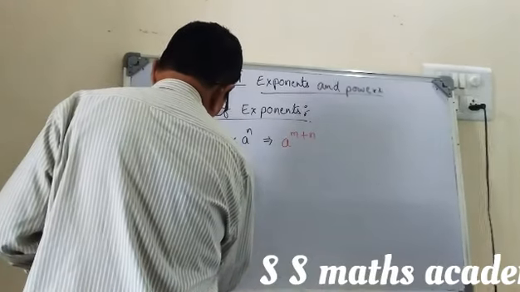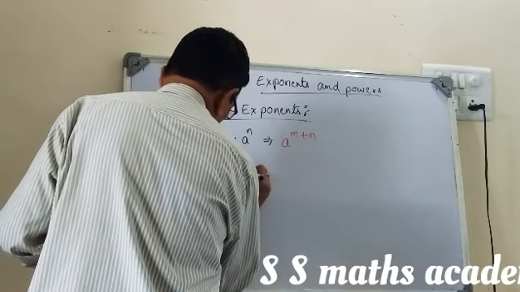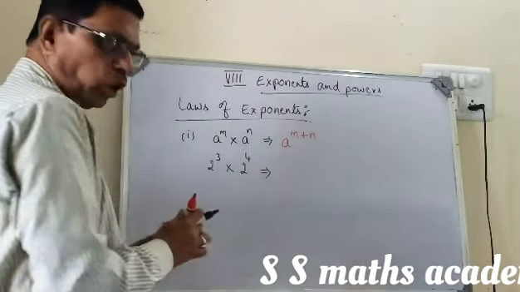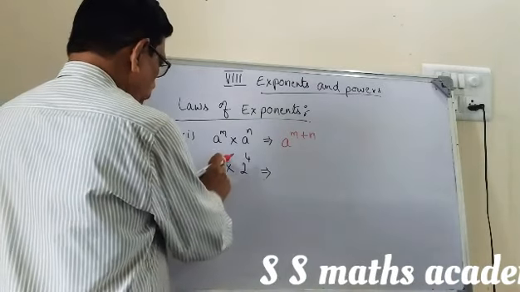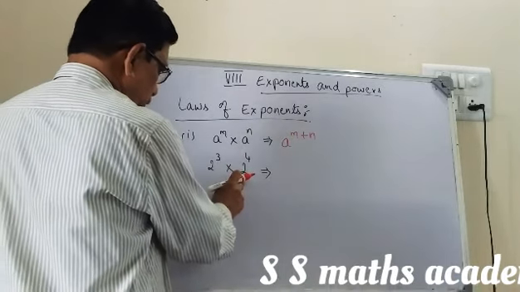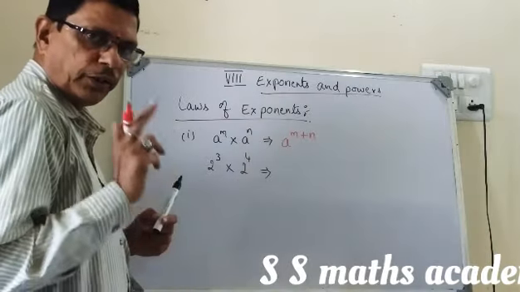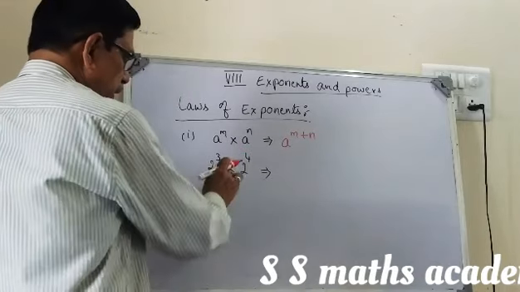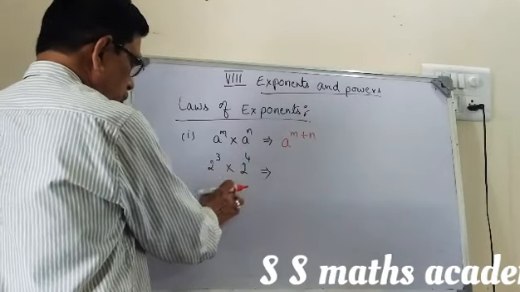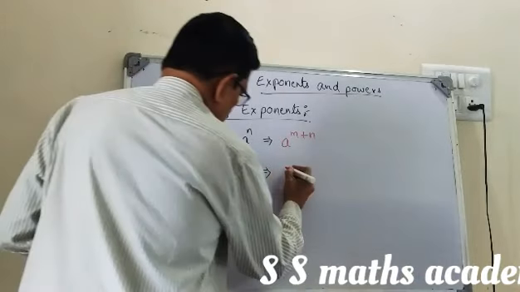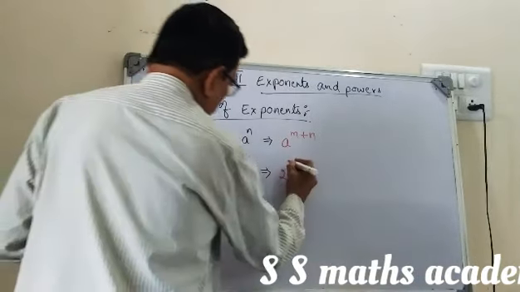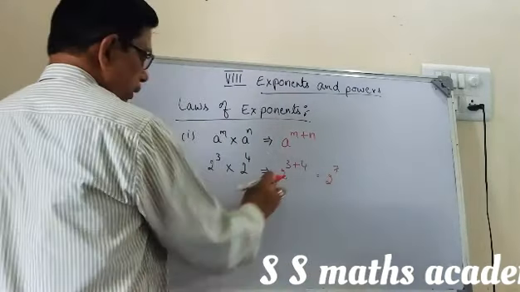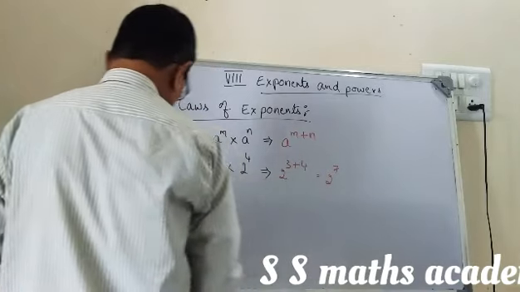Now suppose 2 to the power of 3 into 2 to the power of 4. Here 2 is the base, 3 is the exponent, and here 2 is the base and 4 is the exponent. So in this problem, the base is the same, the base is 2 only, with different exponents. In the case of a product with the same base, we write 2 and we have to add up the powers. That is 3 plus 4 is equal to 2 to the power of 7.